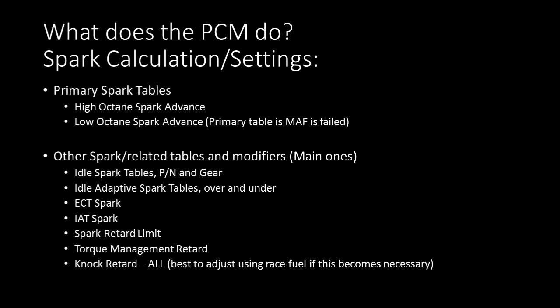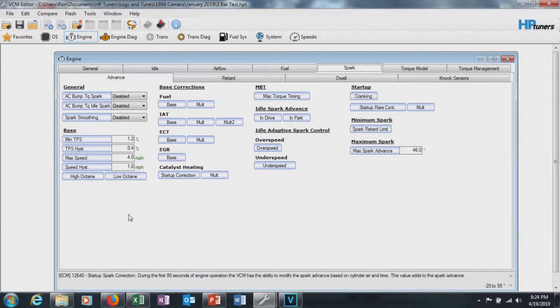If you are in speed density and your math has failed, this is going to revert automatically to the low octane table. So keep that in mind if you are tuning without the math on. Alright, so let's get into the tune and where we're looking at spark. We click on the spark tab, come over to advanced, and look at our high and low octane tables. Now you're probably wondering, why do we have two tables here?